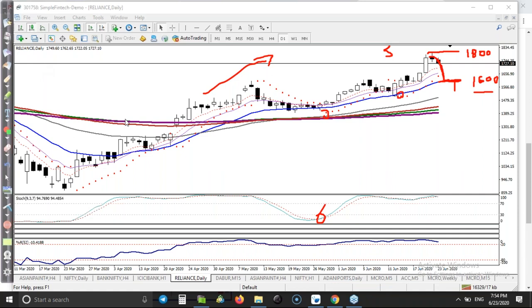Okay, will it be junior market down? What to do? Market down, okay. Wait, I'm explaining everything when we are applying. So, can we sell a call option in Reliance? Okay, 1800. No.